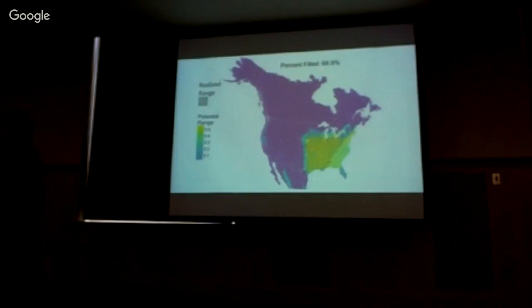If you want to talk to me later, we also downweight some of these areas which are blue when we add up the values, meaning that areas that are blue are not as prioritized as areas that are yellow, which are more highly suitable areas for the species to live.